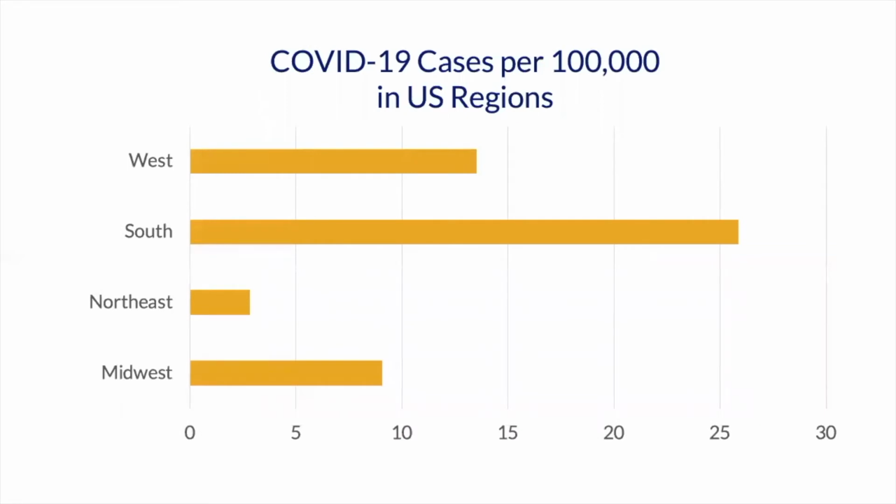We also see big regional differences in case rates between the West, South, Northeast, and Midwest regions of the US. Even though the Northeast was the original major national hotspot, the current case rate is actually very low compared to the rest of the country, with the southern part of the country now experiencing very high case rates.